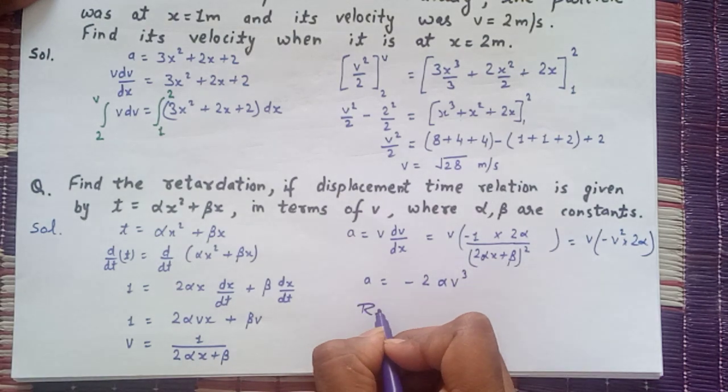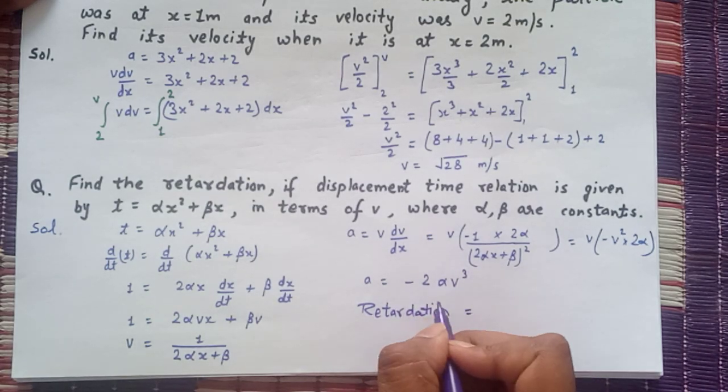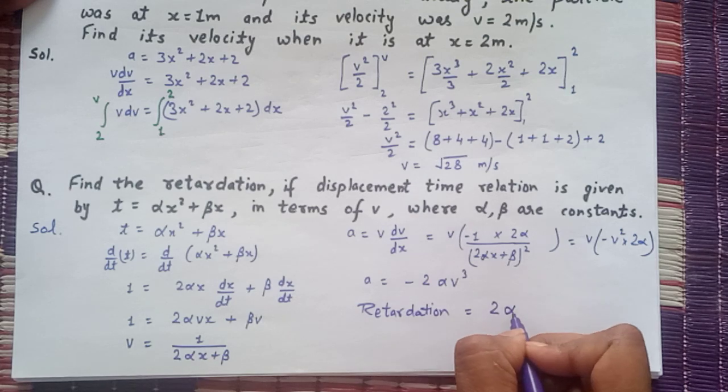The question is asking for retardation. What is retardation? Retardation is the negative of acceleration. So it will become 2αv³.